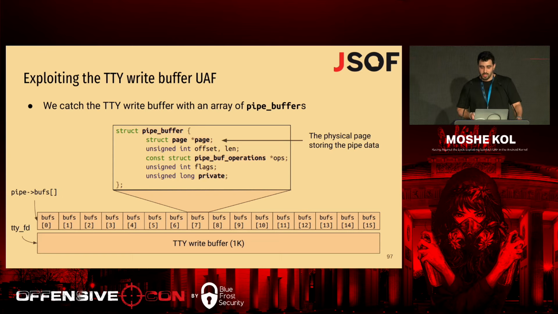First, they contain a pointer to a struct page that stores the actual pipe data. So by altering this page pointer, we can get read-write on this altered page. Also, it contains a pointer to a global kernel data structure, the pipe buffer operations. So if we leak this pipe buffer, we can defeat KASLR.